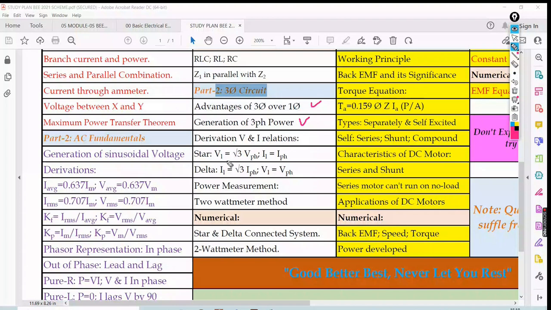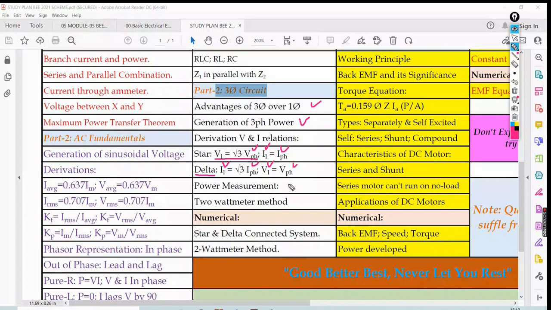In case of a star connected system, line voltage is equal to √3 times the phase voltage. But with respect to the current, line current is equal to phase current. In case of a delta connected system, line current is equal to √3 times the phase current, but the line voltage is equal to the phase voltage.